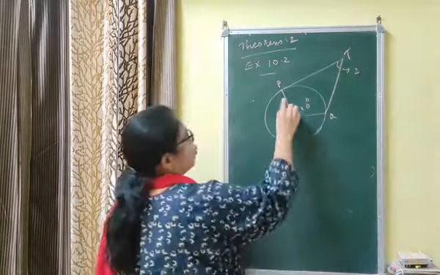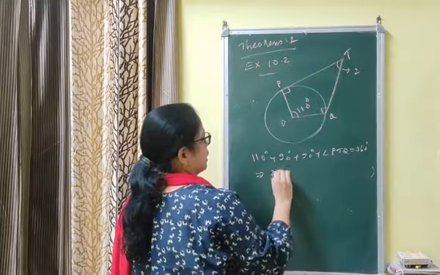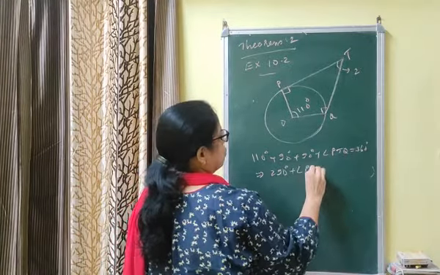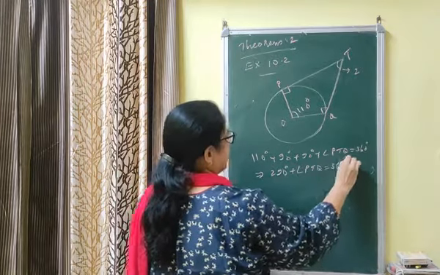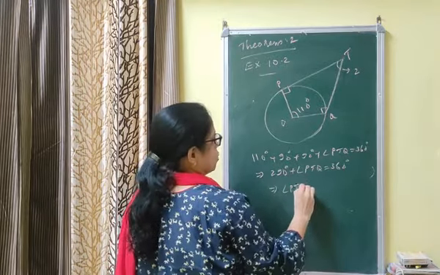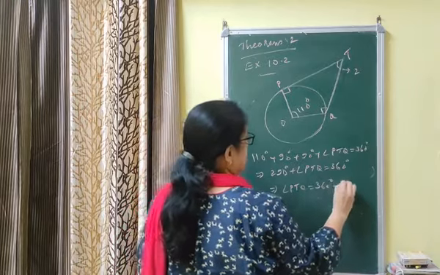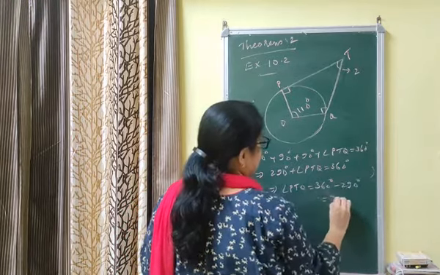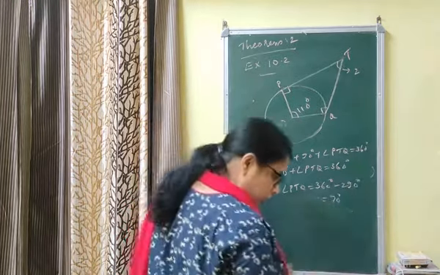Now, in quadrilateral OQTP, if you apply the angle sum property, 110 degrees plus 90 plus 90 plus angle PTQ is equal to 360 degrees. That implies 290 degrees plus angle PTQ is equal to 360 degrees, so angle PTQ is equal to 360 degrees minus 290 degrees, that is 70 degrees. Which option is right? Option B is the right option.